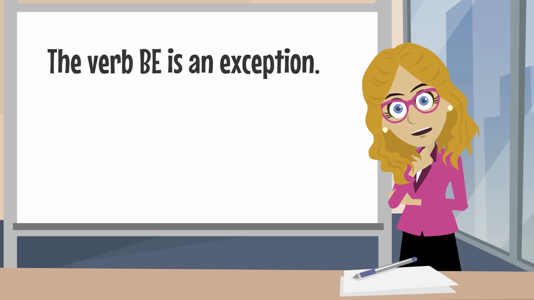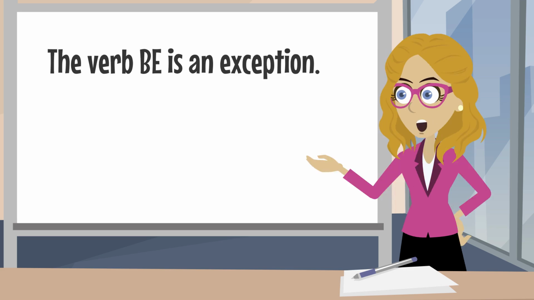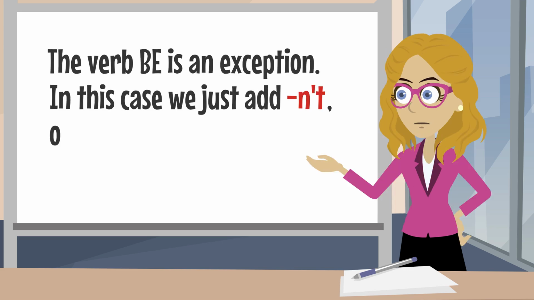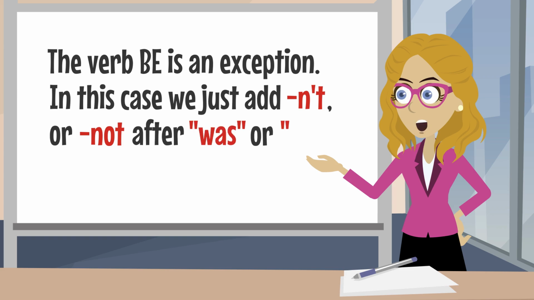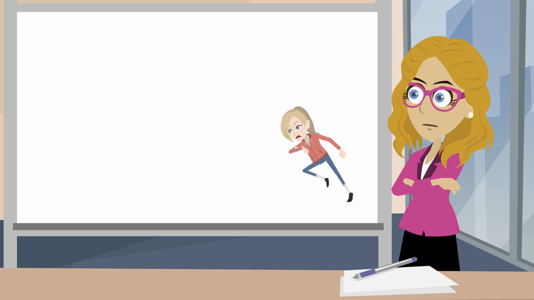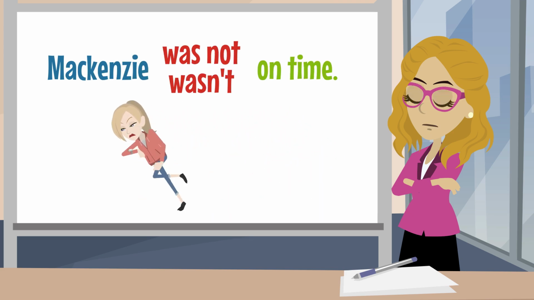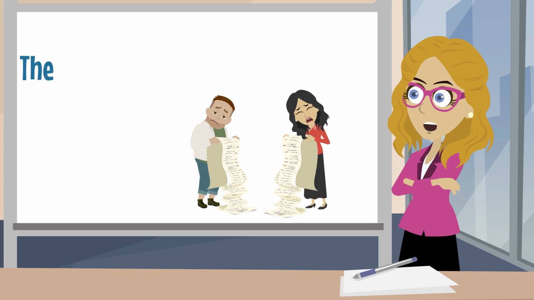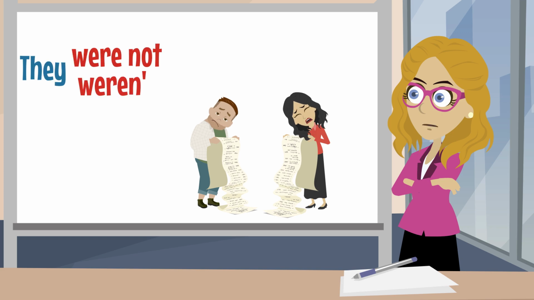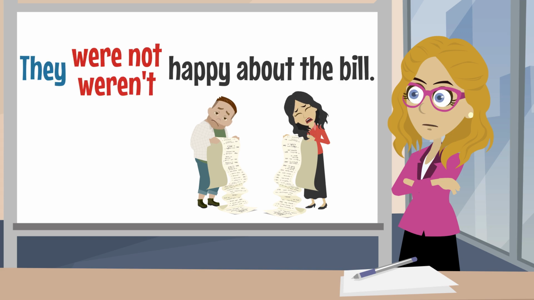The verb be is an exception. In this case, we just add n't or not after was or were. Mackenzie was not or wasn't on time. They were not or weren't happy about the bill.